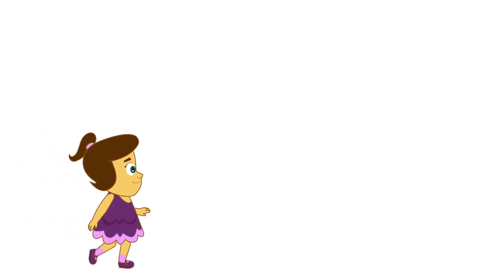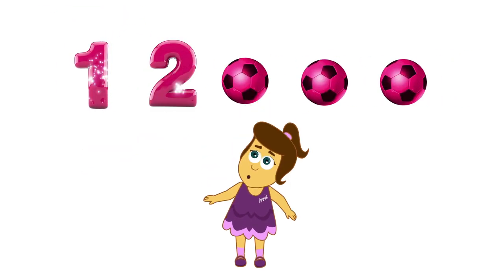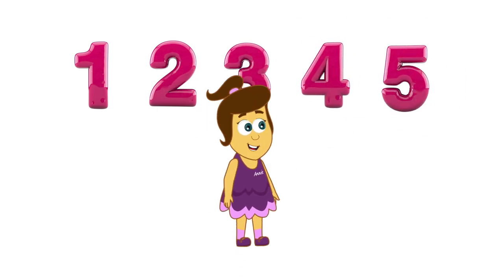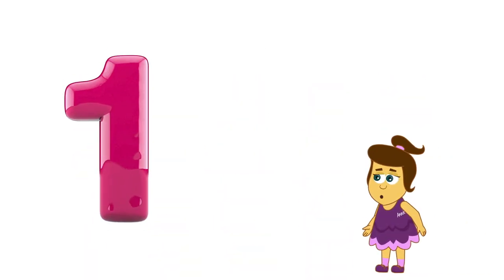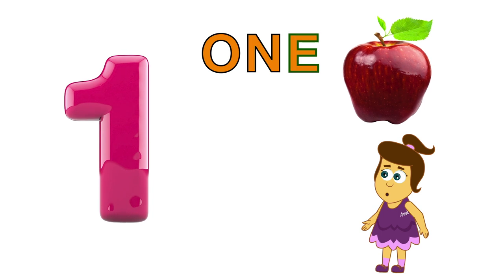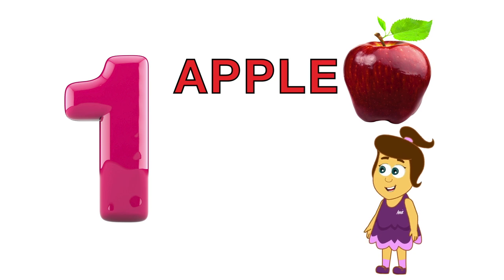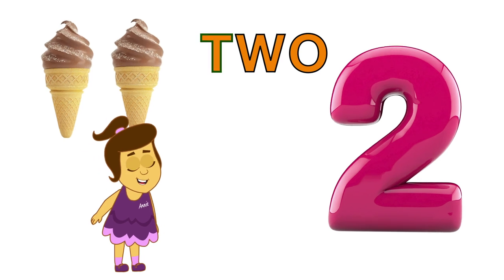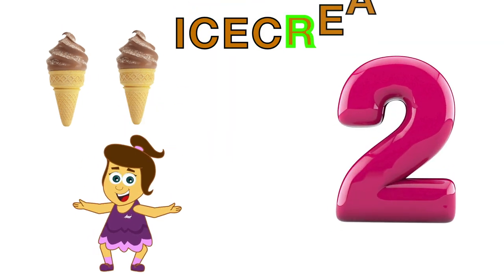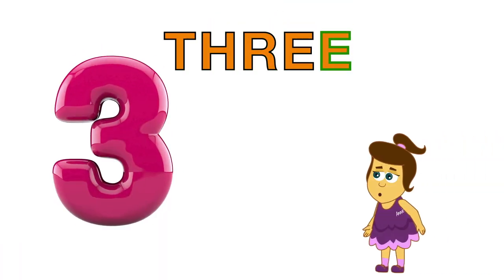Oh, hi, Annie. How are you today? I have a great idea. Shall we learn counting? Brilliant! Yay! Let's learn to count to five. What number is this? That's right, number one. It's an apple. One apple. Number two. That's right. Two ice creams. Ooh, my favourite. What number's this?